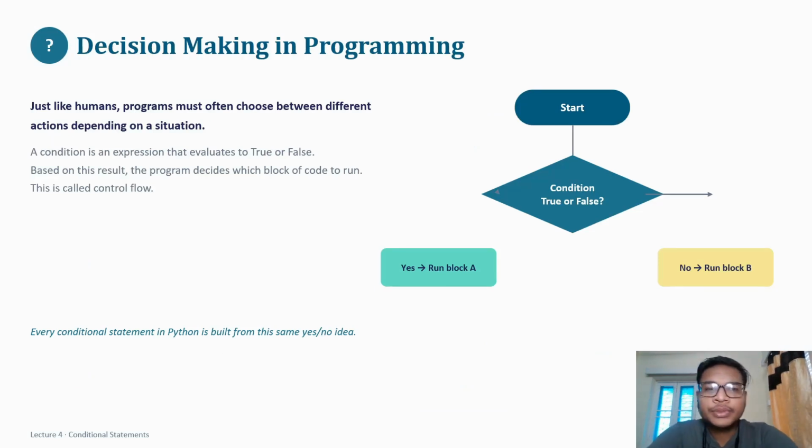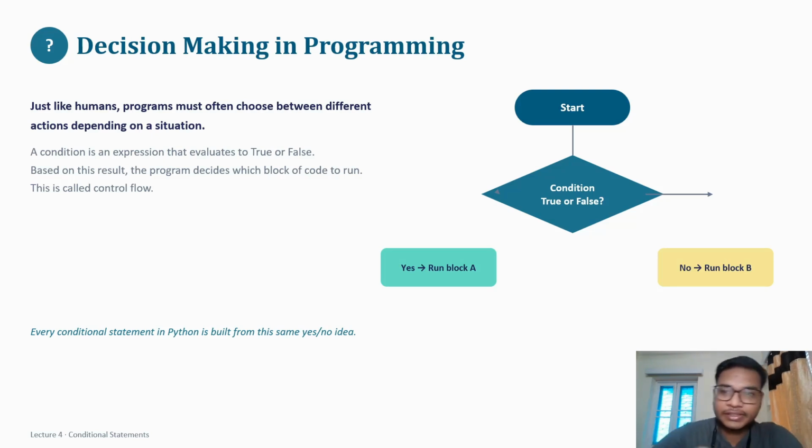So what do we mean by decision making in programming? Just like humans, a program must often choose between different actions depending on a situation. A condition is an expression that evaluates to true or false, and based on this result the program decides which block of code to run. This is called control flow, and these are also called control flow statements.